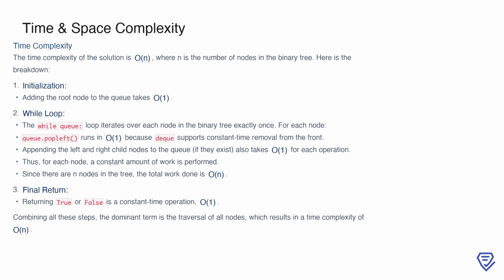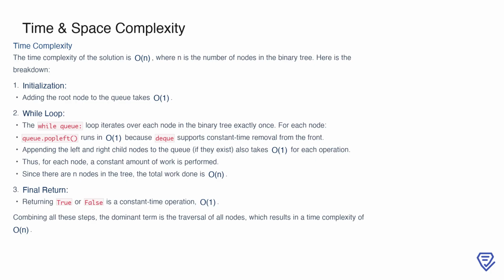Let's break this down step by step. First, during initialization, adding the root node to the queue is a constant time operation, O(1). Next, the while loop processes each node exactly once. Within each iteration, removing the node from the front of the queue using queue.popleft also takes constant time, O(1), as this is a feature of the deque data structure.